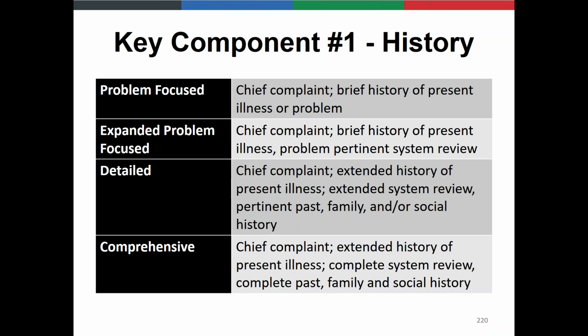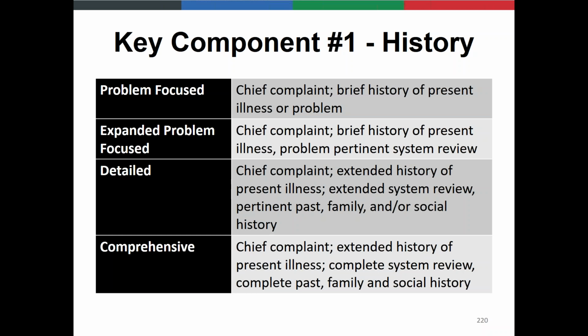Detailed would be a chief complaint, an extended history of the present illness. History of present illness is also known as HPI. All right, write that down because I'll refer to HPI, history of present illness. Extended system review, which is an ROS, review of systems. Pertinent past, family, and or social history. So the minute you get into reviewing the patient's pertinent past, family, and or social history, you're getting into a detailed history, okay?